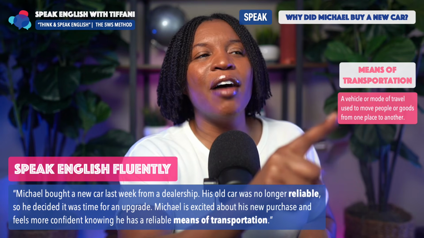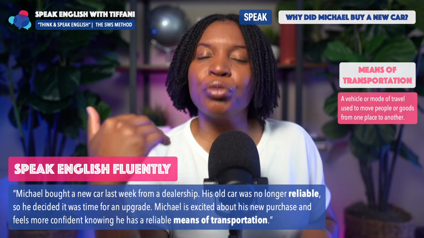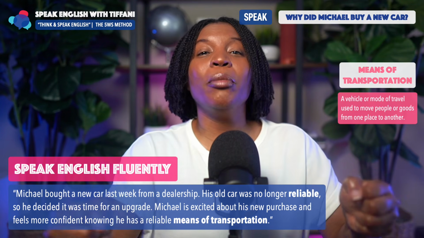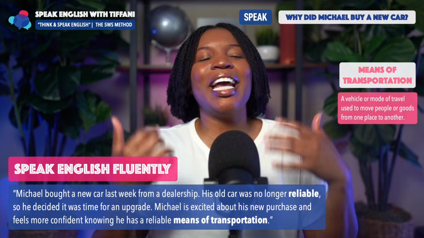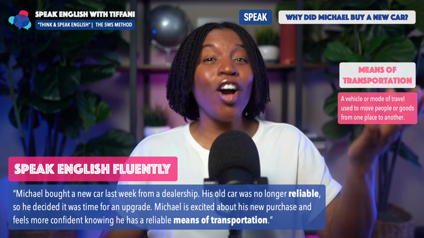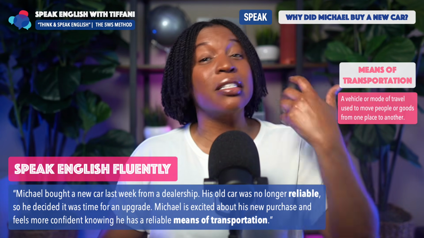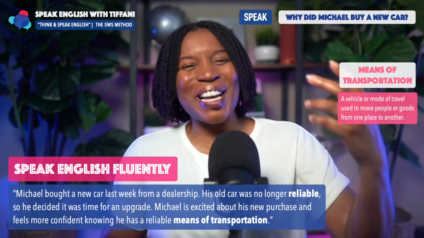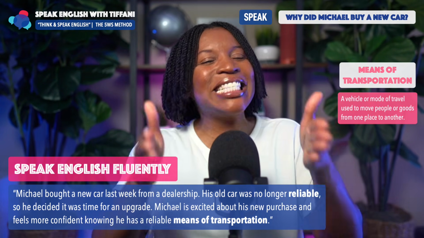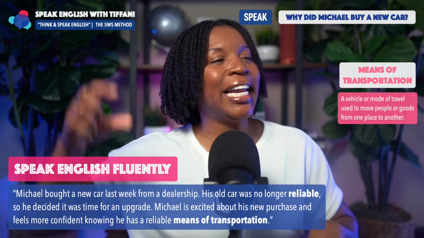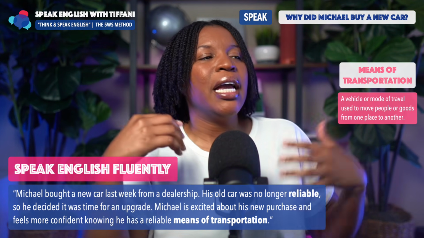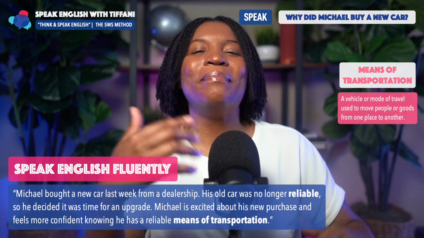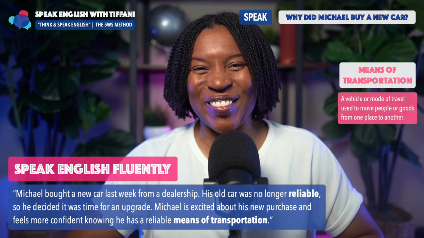All right, it just means a vehicle or mode of travel used to move people or goods from one place to another. We just say means of transportation. My car is my means of transportation. Some people take the bus to work. Some people take the train, means of transportation. And again, in the response at the very end, he feels more confident knowing he has a reliable means of transportation. You got it, right?